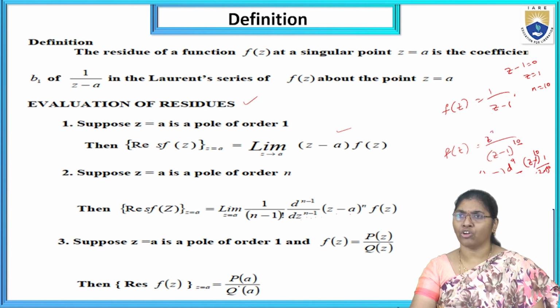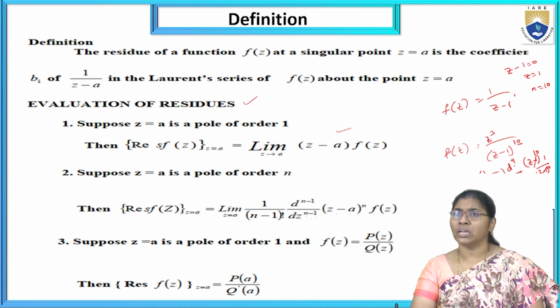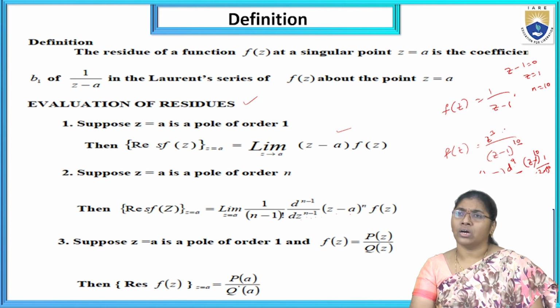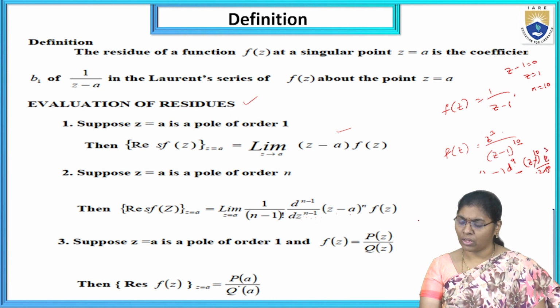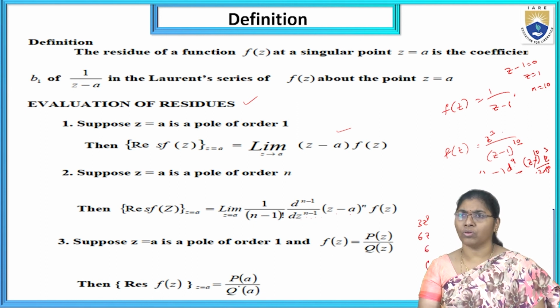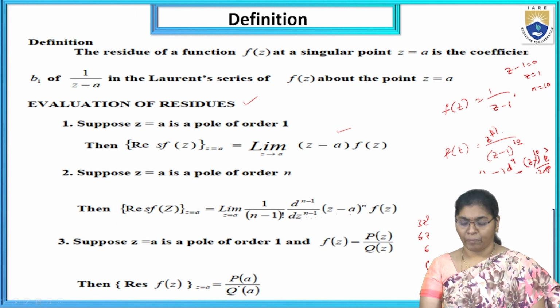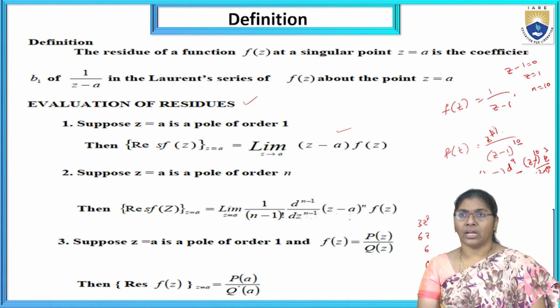Maybe if here it is any z cube is there. For example, here z cube is there. The first derivative is 3z square. Second derivative is 6z. Third derivative is 6. Fourth derivative is 0. The total value may be 0. For example, here z to the power 11 is there. Then after 9 derivatives, we get the value. Then again we substitute z equal to 1, limit z tends to 1. Now that is the residue at poles of order n.